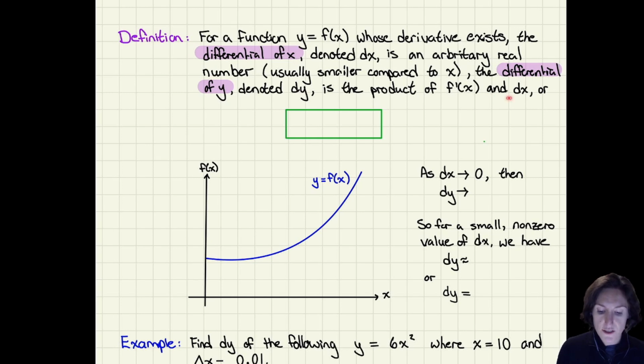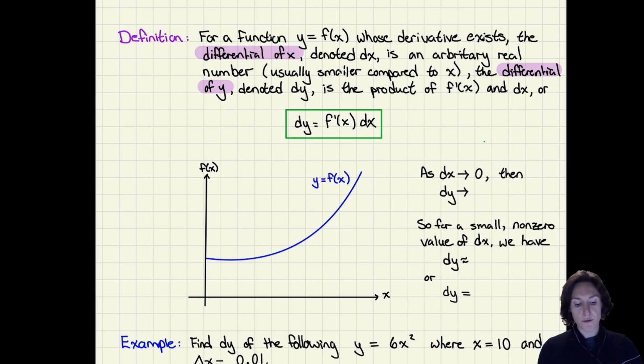And it's the product of f prime and dx. So in other words, how these differentials are connected is we would say dy is equal to f prime of x dx. Now, if you think about finding a derivative, dy dx is equal to something, you can do that, and then you could do cross multiplication to get this.